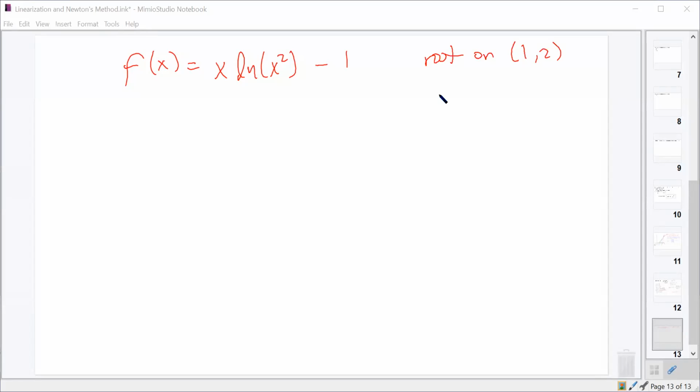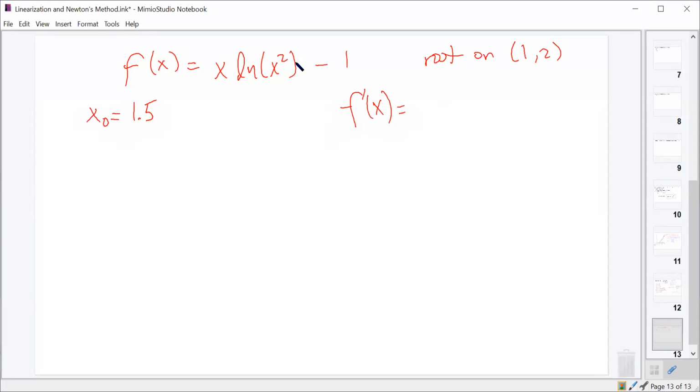So first off, if it's on 1 to 2, what do you think your initial guess ought to be, or what's a good value for your initial guess? How about 1.5? And then our function has a derivative of what?